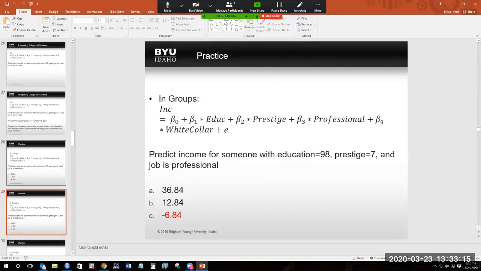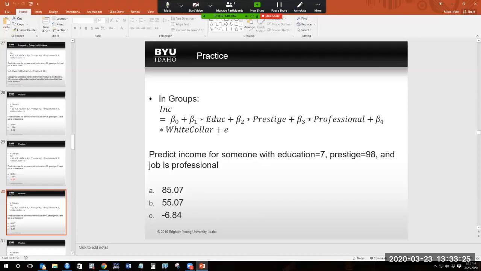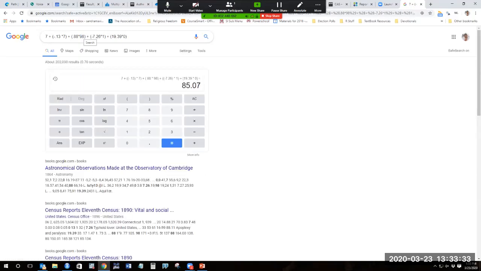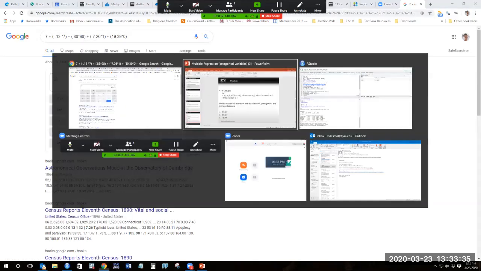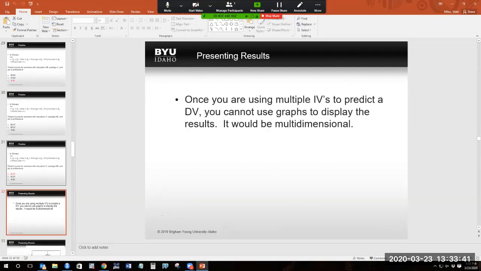Okay, all right, what if their education's 7 and the prestige is 98? So this one, I think we're just switching them around, right? It's still professional. So education is 7, prestige is 98. And then we predict a much higher income for them, right? And then we predict 85.